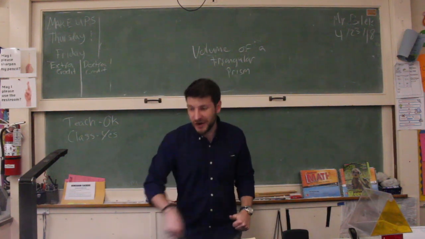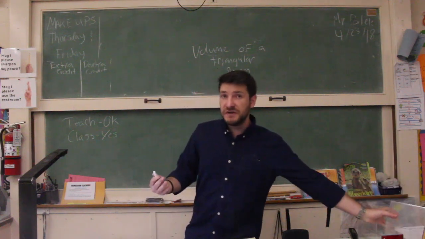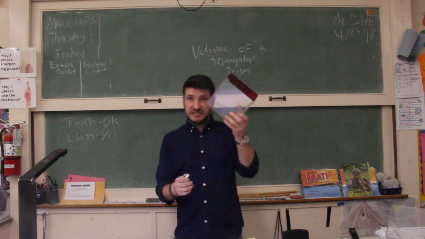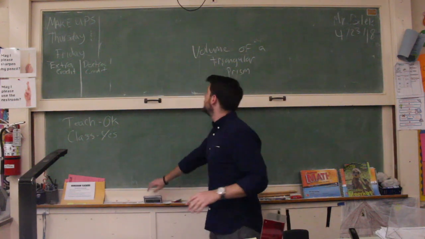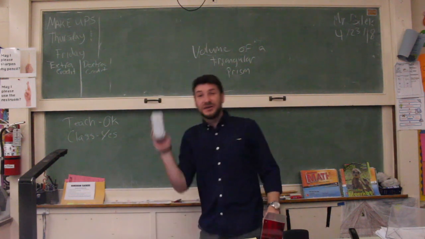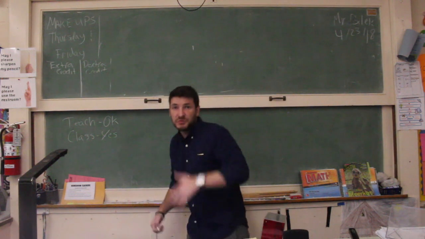So, let's get started. You'll notice that previously we've covered in other videos the volume of a rectangular prism. That's this shape right here. We remember that to find that, we simply multiply length times the width times the height.